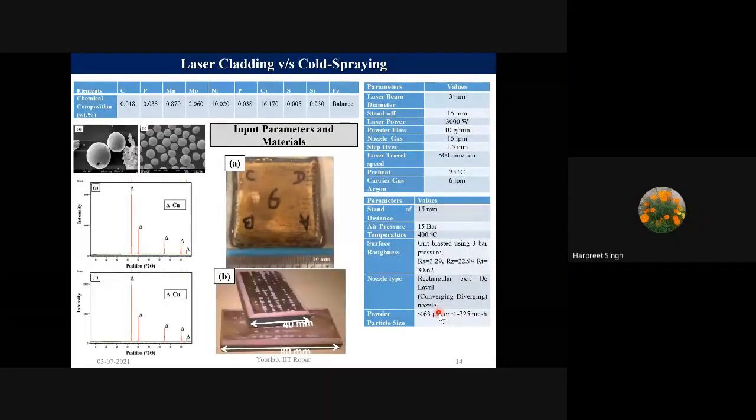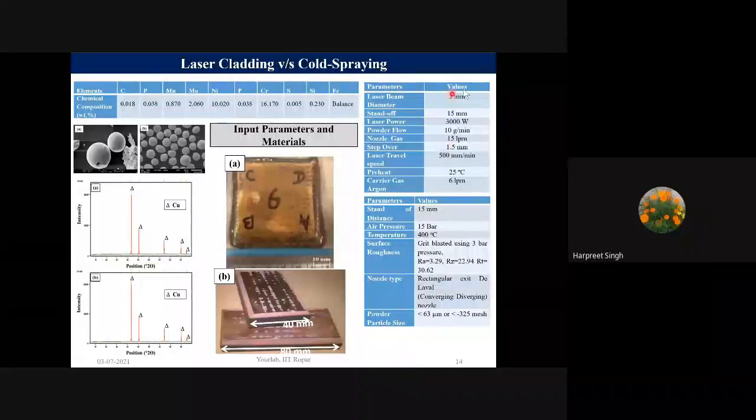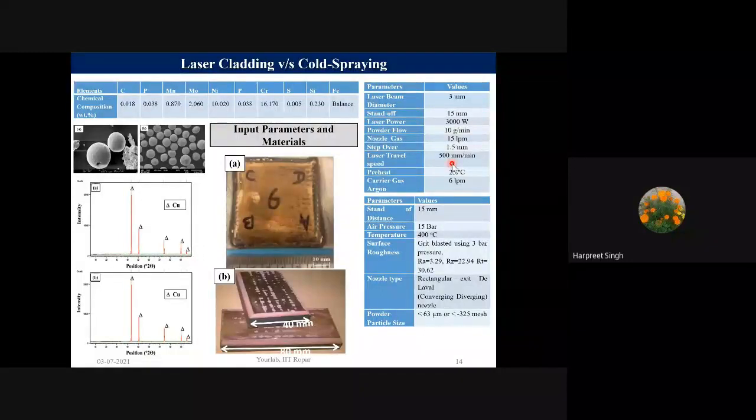Now, this is our prelim work. In prelim work, because some experts were in favor of laser cladding, we even developed this by laser cladding also. Some of these parameters, of course, were used by a commercial unit in Bangalore, and we could produce this one. But at the same time, we developed these coatings through the cold spray process also, right?